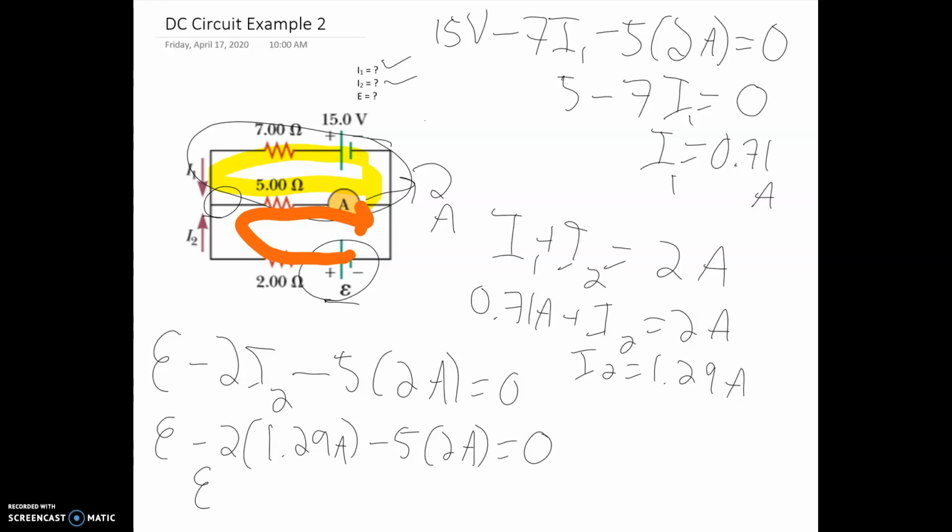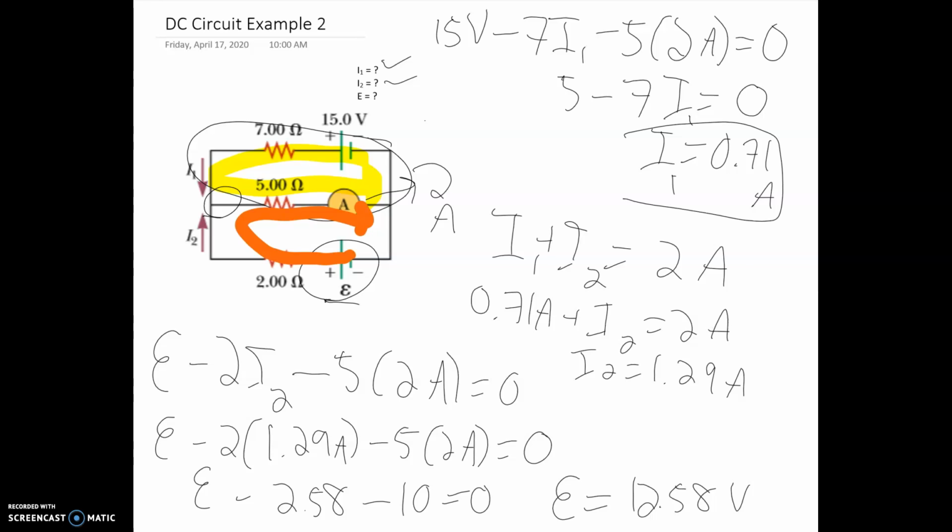So this is going to be E minus 2.58 minus 10 equals 0. That's going to make the battery voltage 12.58 volts. So that's my DC circuit example 2. So you can see I was able to find all 3 of these things. I was able to find I2 using that point or junction rule. I1, I only used the loop rule on. And the unknown battery voltage, I was able to find using the loop rule again.